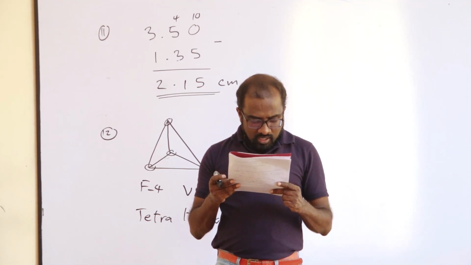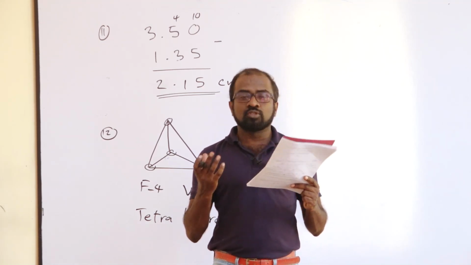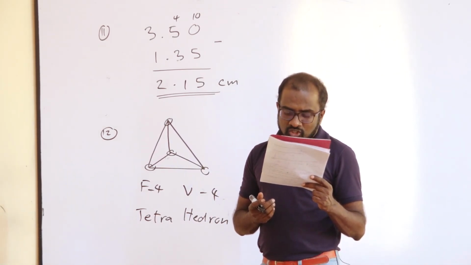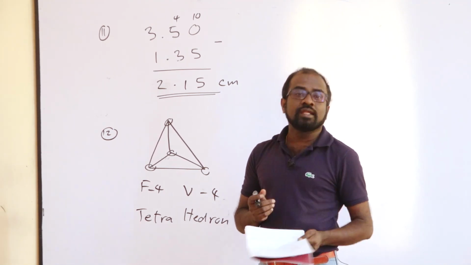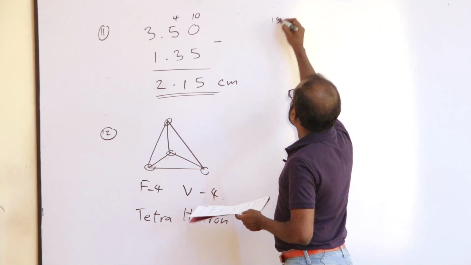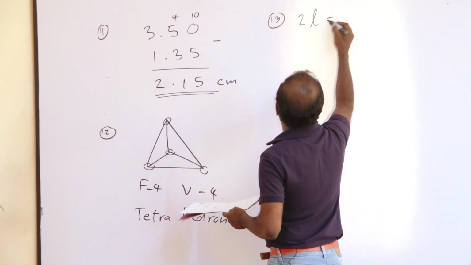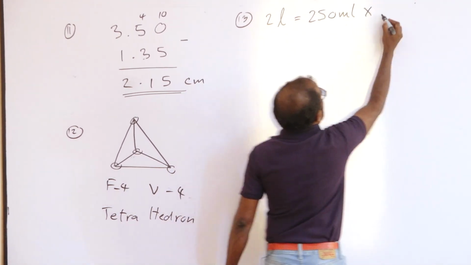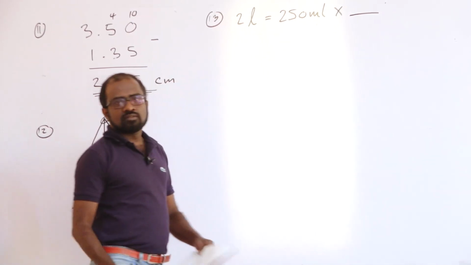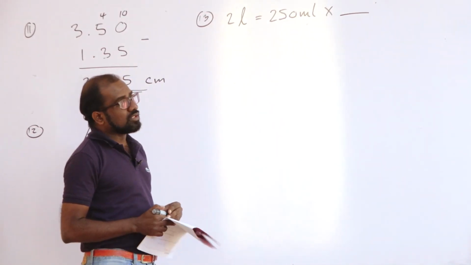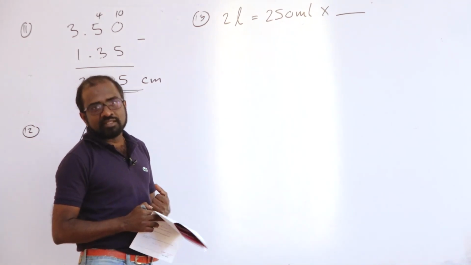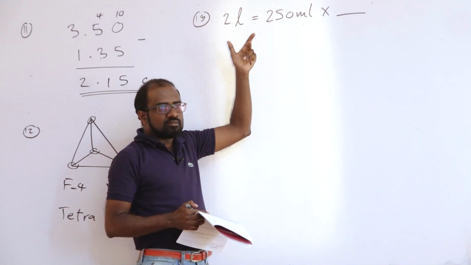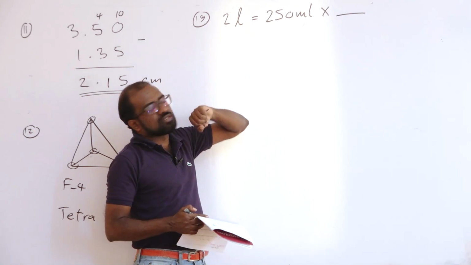13th question. How many times should a container of capacity 250 milliliters be used to fill up a vessel of capacity 2 liters? To fill up 2 liters, how many times do we have to use 250 milliliters? From grade 4 and 5 we know that 1 liter equals 1000 milliliters. So 1000 milliliters divided by 250 is 4. Do you understand? So 1 liter is 4 times 250.